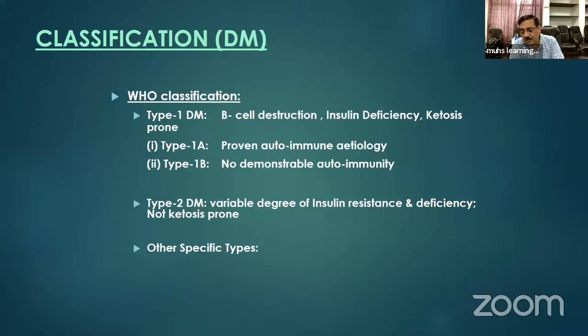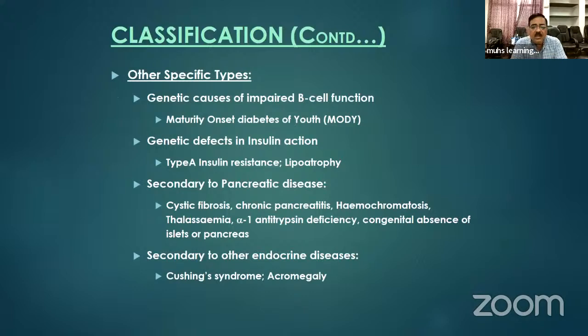There are other specific types of diabetes I will show you, and that is the genetic-related beta cell function impaired, maturity onset diabetes of youth, genetic defects, particularly insulin resistance, lipodystrophy, and pancreatic diseases such as cystic fibrosis, chronic pancreatitis, hemochromatosis, thalassemia, alpha-1 antitrypsin deficiency, congenital absence of islet or pancreas.